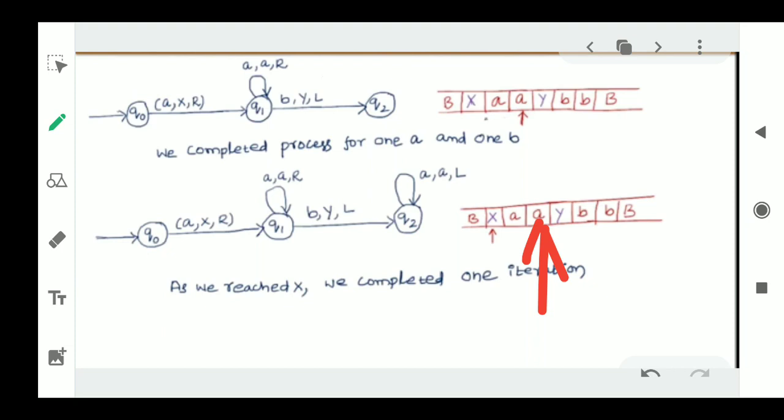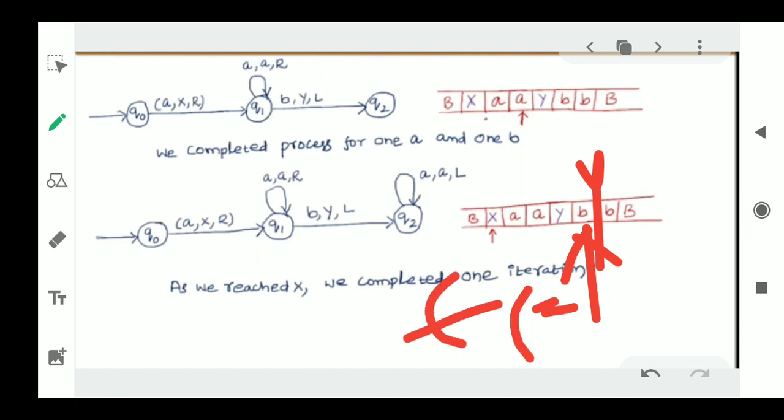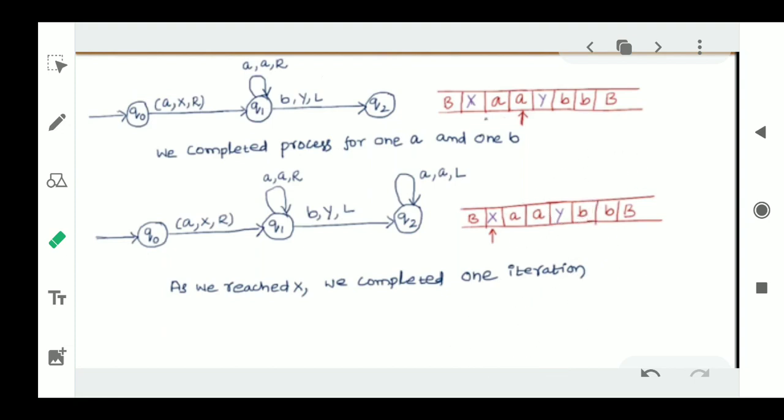After that we continuously go on in the right direction until we find one more B. If one more B is found, please simply change that B to capital Y, and again move in the left direction. In the left direction, please come to the place which you replaced with capital X. So previously we replaced this with capital X, and until capital X is found, we will continuously keep moving in the left direction.